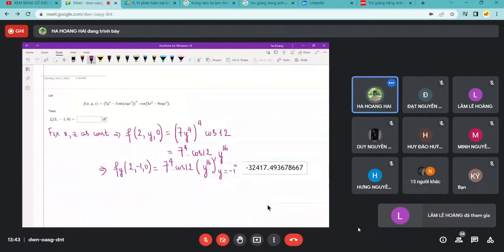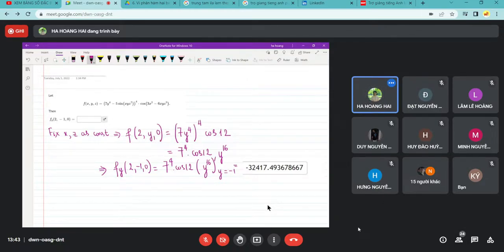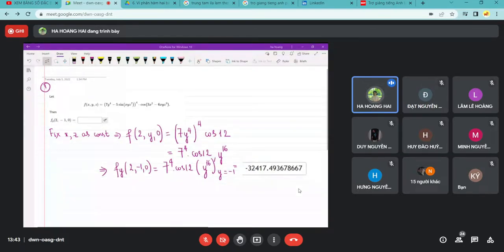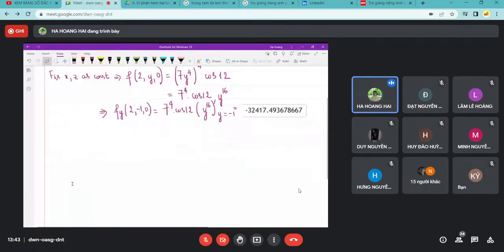Okay, so we have the methods of finding partial derivatives at a given point. So we have just question number 1. Now we move on to question number 2. Okay, given the questions, question number 2.